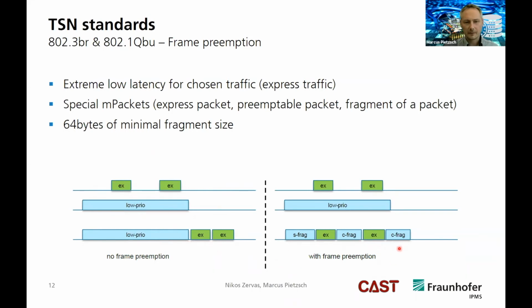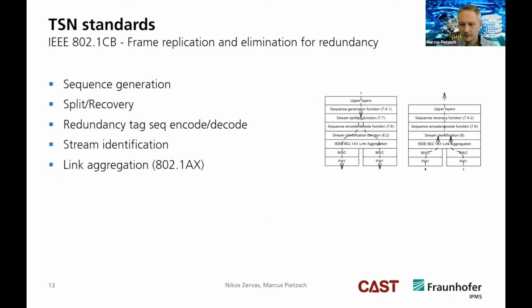If you switch on the frame preemption, this would allow express traffic to interfere with the data transport of low priority background traffic, which would result in fragmenting the low priority background traffic with the benefit of ultra low latency processing of express frames. Another standard I want to briefly mention is the reliability standard 802.1 CB, which is called frame replication and elimination for redundancy. This standard gives you the opportunity to split data streams and transfer them using separate physical channels and reunite these data streams on the receiver side.